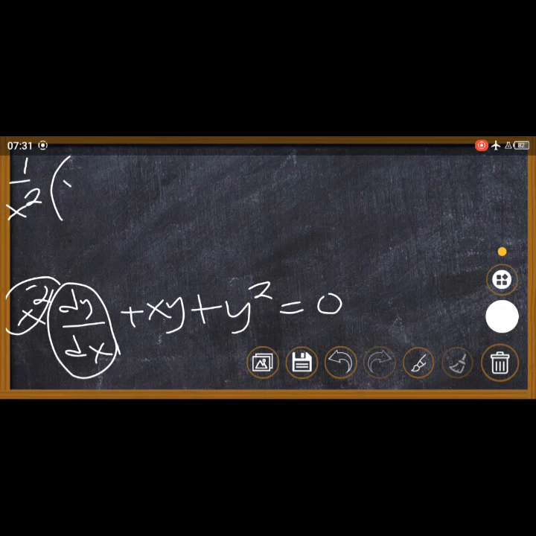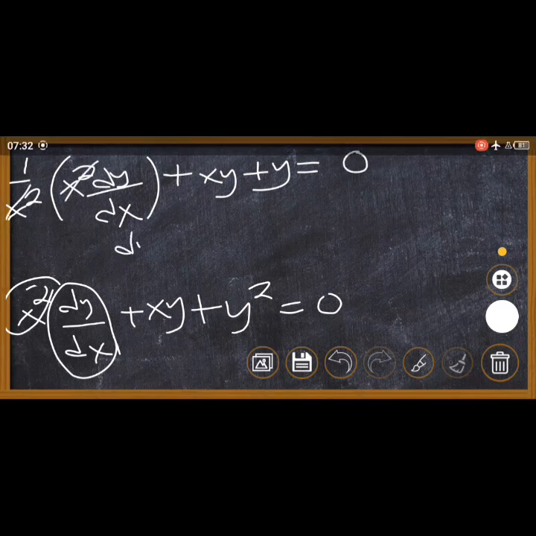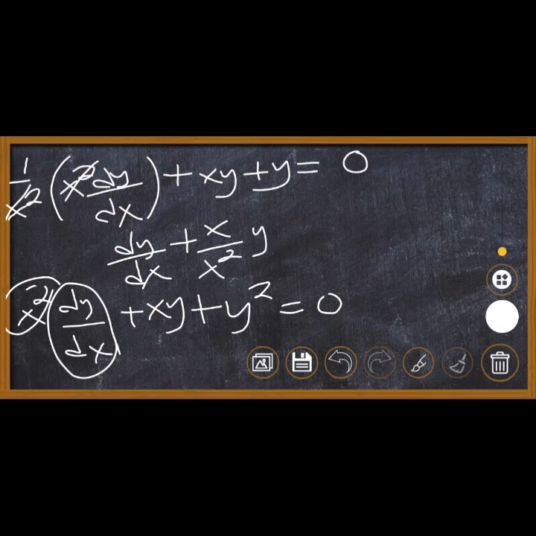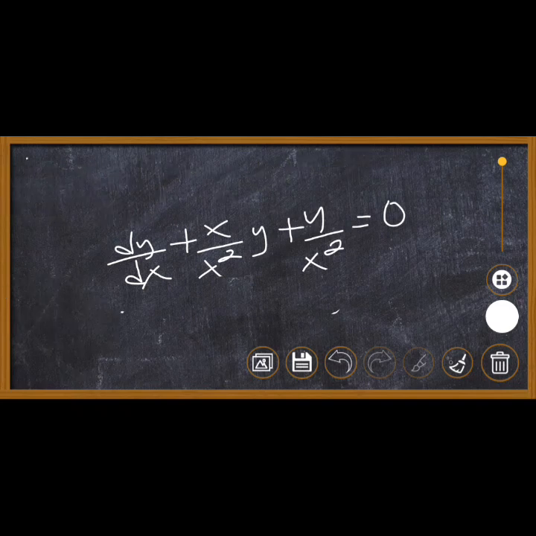So in this case, we have x squared dy over dx, added to xy, plus y, equal to what? Equal to 0. So this and that we will cancel. Here we are just going to remain with dy over dx, plus x over x squared y, plus y over x squared equal to 0. So let me just wrap this part down here. Okay, so even the top part here, since we have simplified the expression.